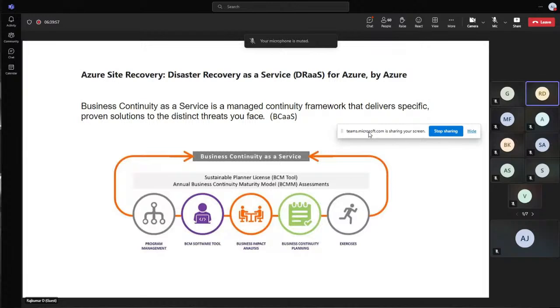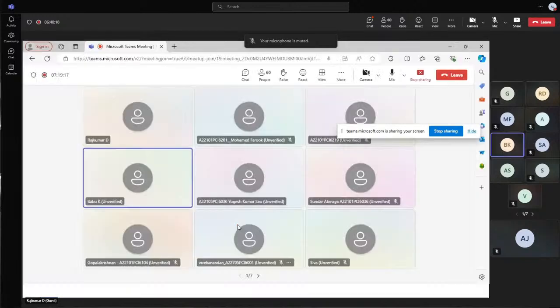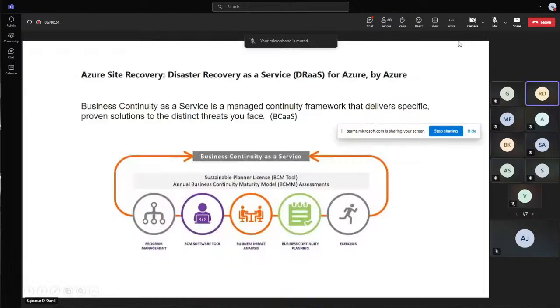Anybody who is a part of this, where business continuity or disaster recovery as a service is used, where your team is not involved and somebody else is involved? Anyone? Okay, no one. Okay, 60 out of 60 is a risk.